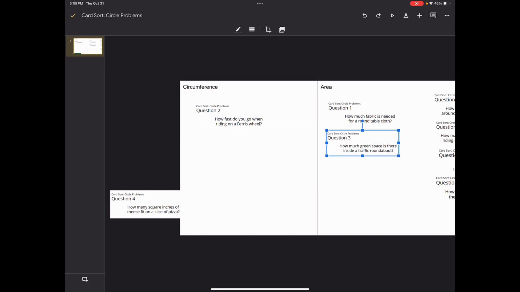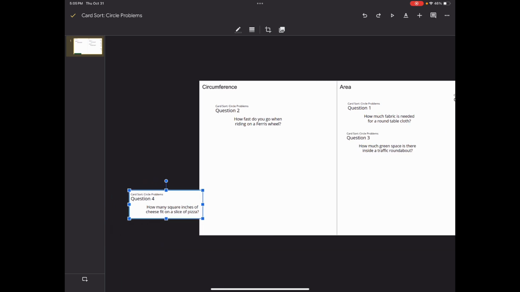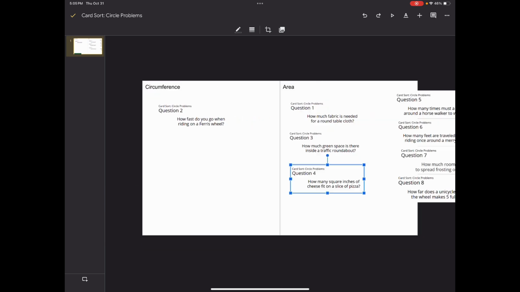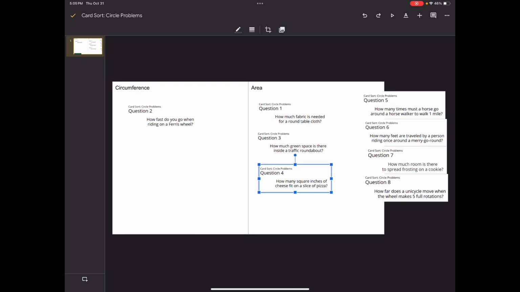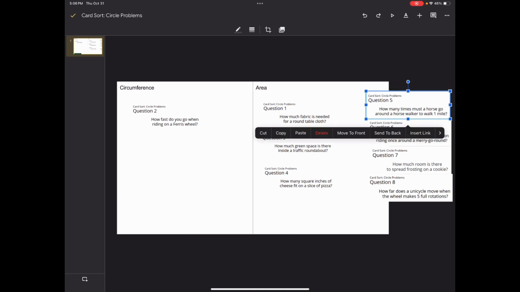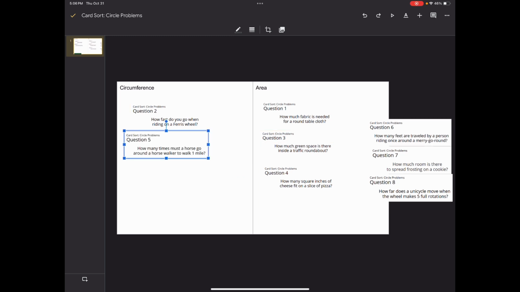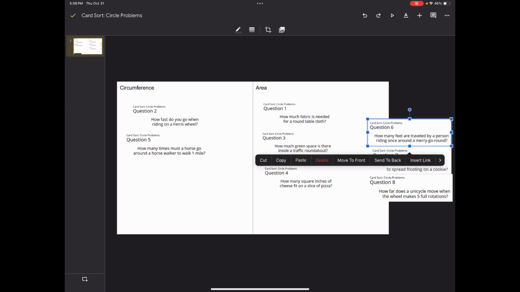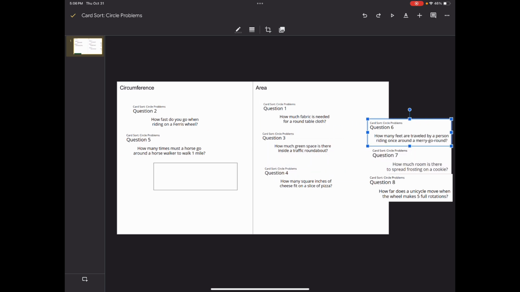Question 4, how many square inches of cheese fit on a slice of pizza? Circumference is one-dimensional, and this question is asking about square inches, so that's area. Question 5, how many times must a horse go around a horse walker to walk 1 mile? Well, that's around the circle, so that is circumference. Question 6, how many feet are traveled by a person riding once around a merry-go-round? That says around, and they're going around the merry-go-round, so that is circumference.